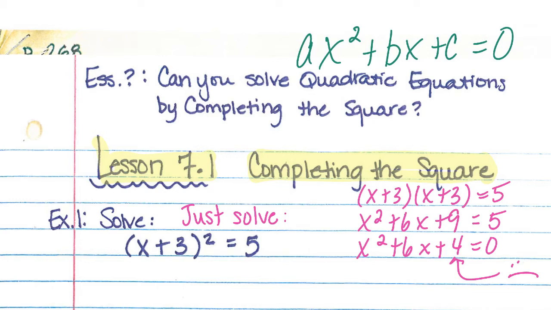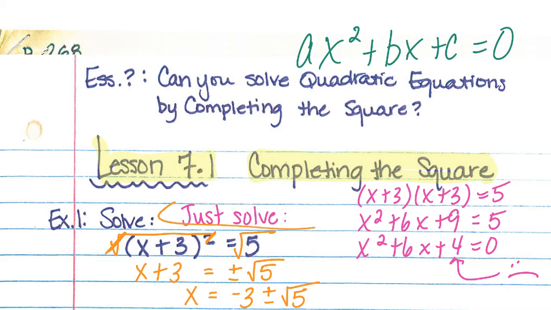So what we're going to do is take the square root of each side, because when I do that, this square cancels out with that square root. And remember that anytime I solve for an x squared, I do need a plus or minus. So to solve for x, all I have to do is subtract that 3 over, and we get negative 3 plus or minus root 5. So this is just solving using perfect squares.